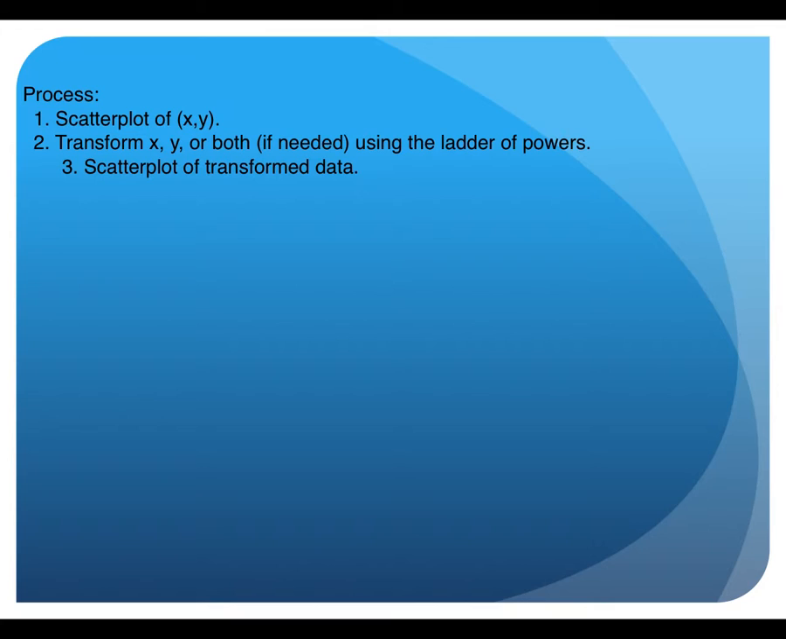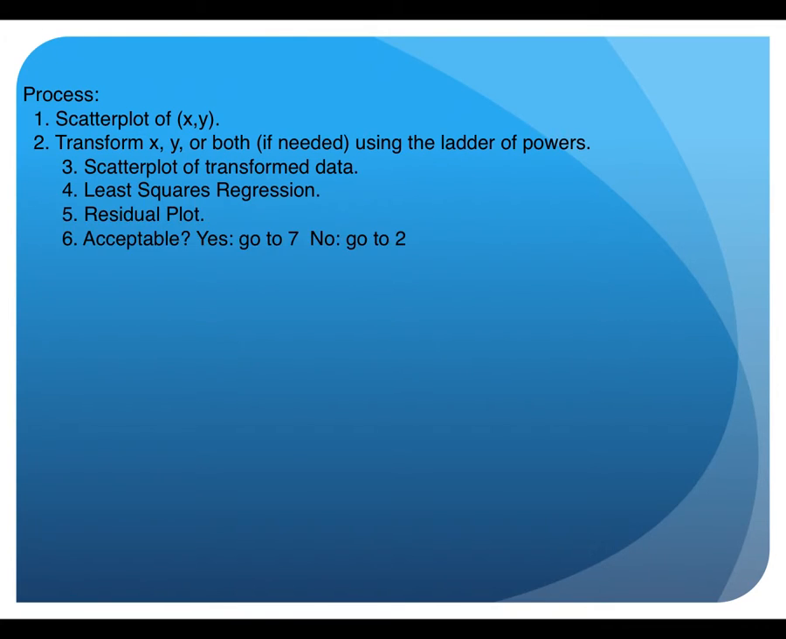So then you're going to look at a scatter plot of the transformed data. Then you're going to do your regression. Then you're going to look at a residual plot. Then you'll determine, is my data linear? Yes or no? If it is, great. If not, you got to go back and do it all over again. You have to make sure that you solve for y. So I never want your equation to be natural log of y equals. I don't want that. I want y equals.